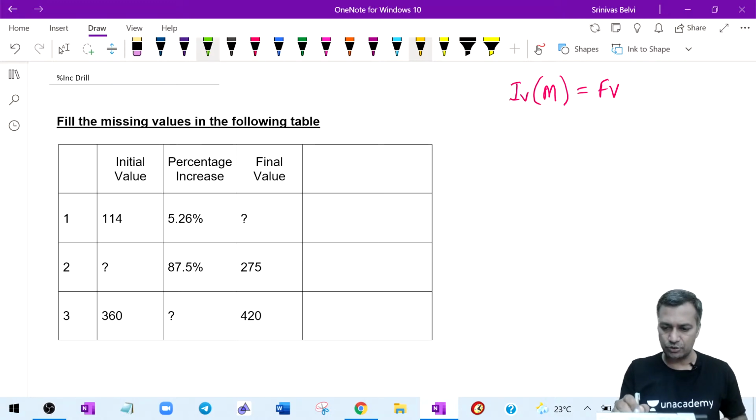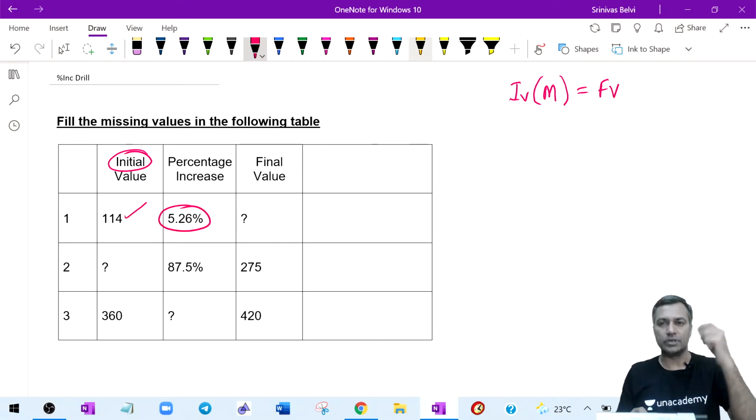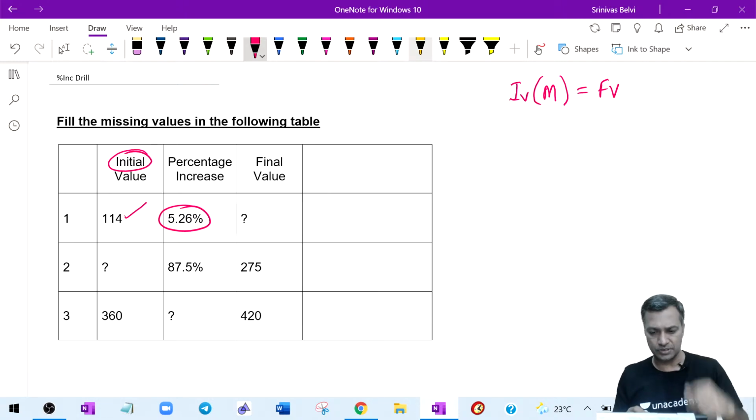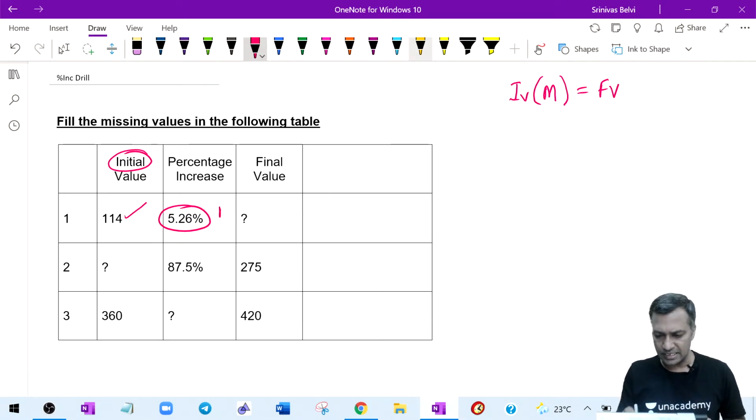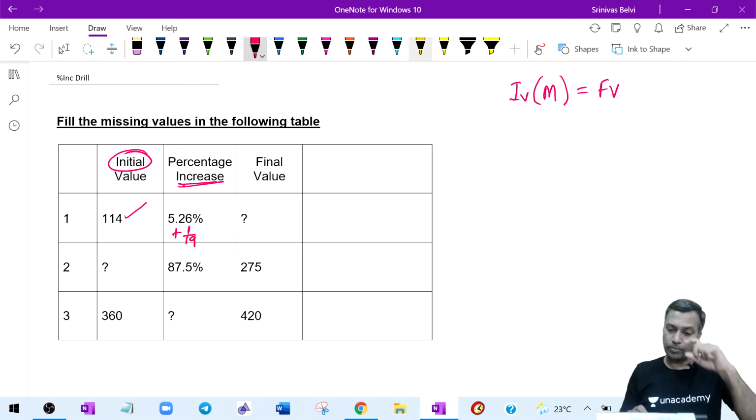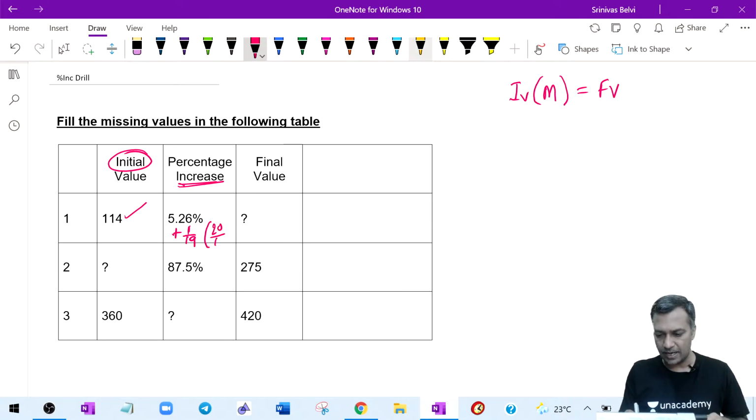Fair enough. Let's come back to this particular drill. Do it with me. There is an initial value here. What is that? 114. And what is the percentage increase? 5.26%. What is 5.26%? It is 1 by 19. I will first write this as increase. The word is increase, therefore plus 1 by 19. So, what is the multiplier? Therefore, the multiplier is 20 by 19.